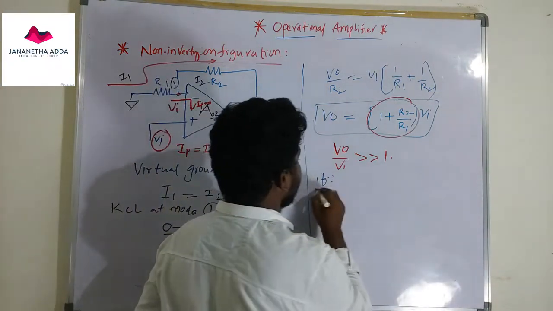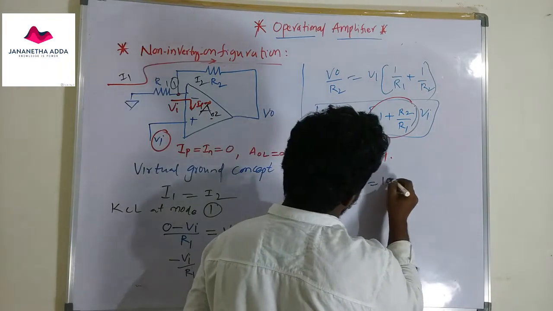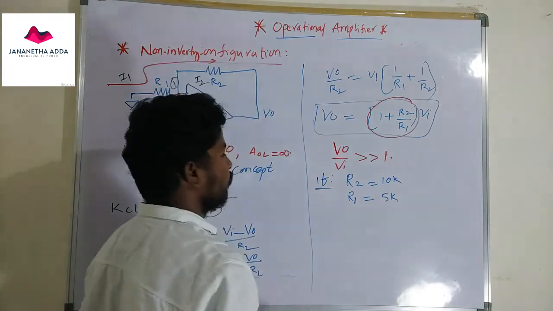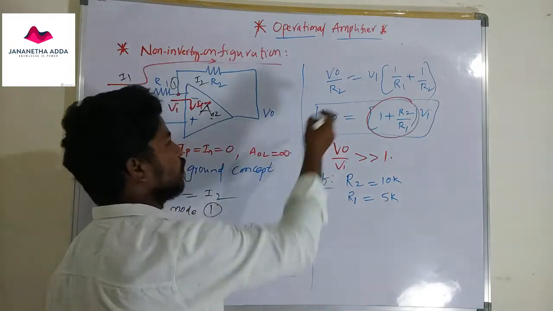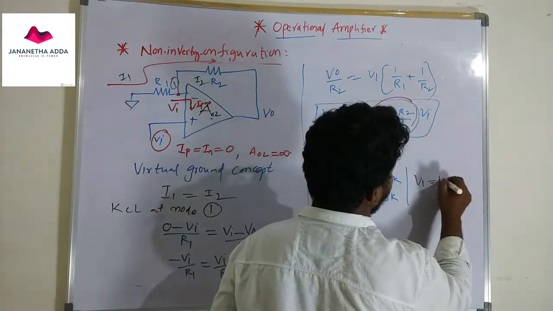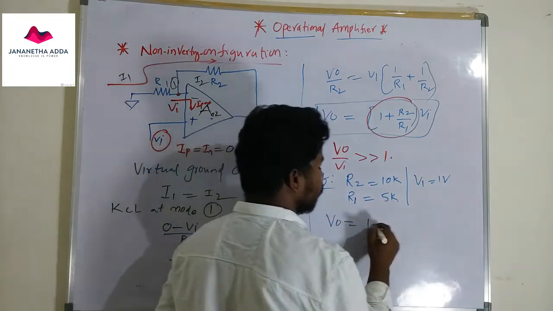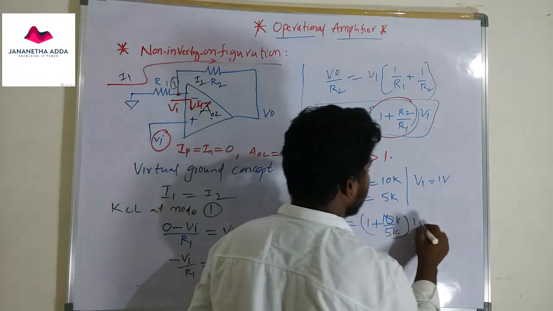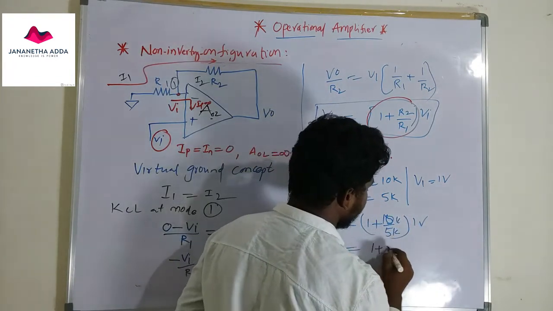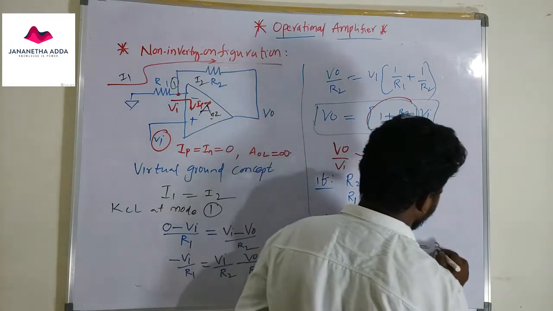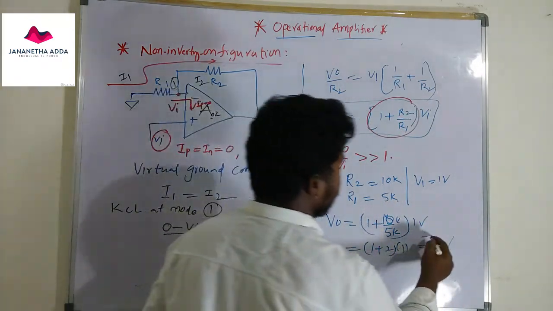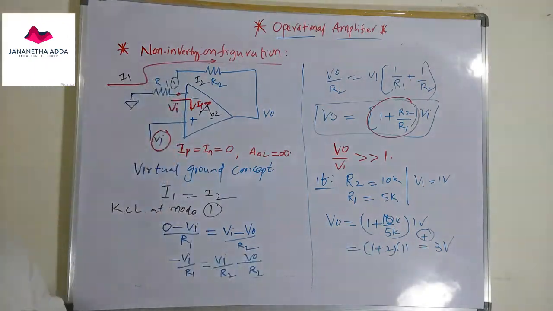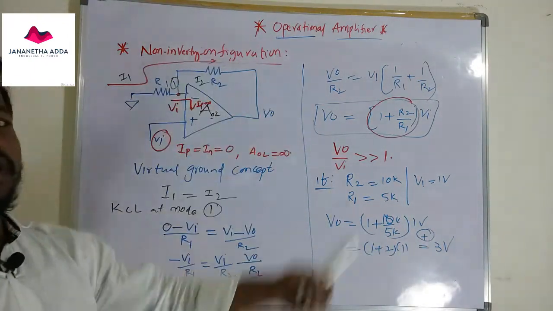If I take R2 equal to 10 kilo ohm and R1 as 5 kilo ohm, and also assume that V input equals 1 volt, then V output equals 1 plus 10k by 5k into 1 volt, that is 3 into 1, that is 3 volts. With a positive sign, it will not invert our input signal. That's why it's called a non-inverting configuration.